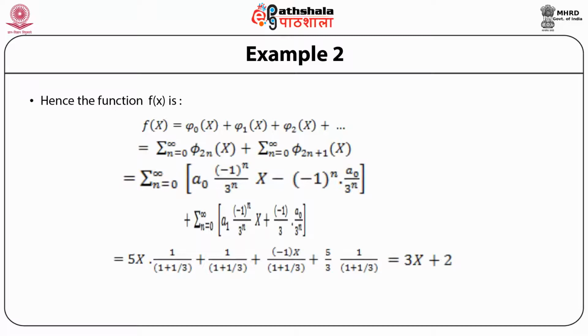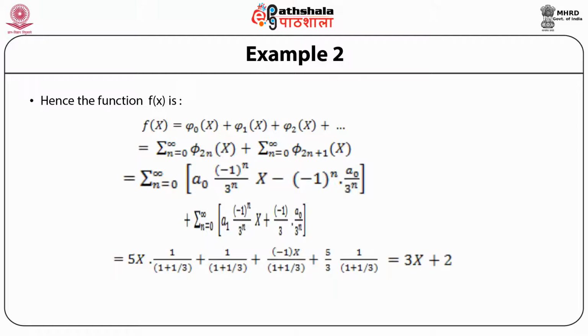Hence the function f(x) can be written as f(x) is equal to phi_0(x) plus phi_1(x) plus phi_2(x) plus phi_3(x) and so on, which can be written in the form that f(x) is equal to sigma n equal to 0 to infinity of phi_{2n}(x) plus sigma n equal to 0 to infinity phi_{2n+1}(x), which now, substituting for the phi_{2n} and phi_{2n+1} from the previous slide.